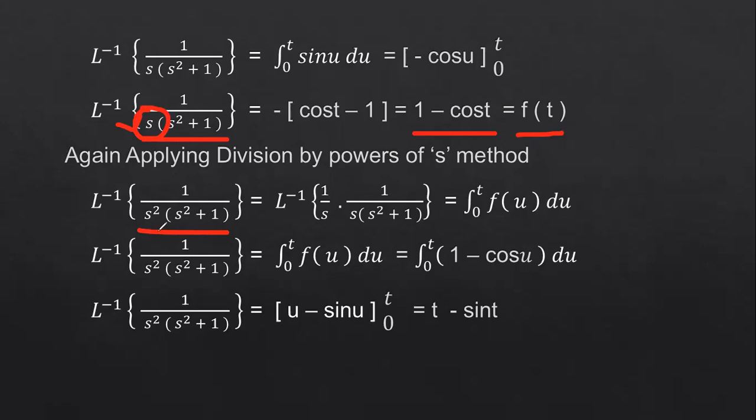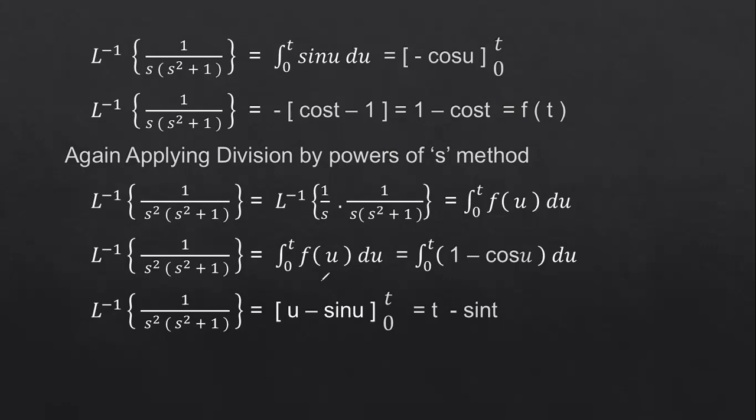If you go for s square, then again we have to do the integration with respect to this f of t function. So Laplace inverse of 1 by s into 1 by s into s square plus 1, this function we converted from f of s into f of t. Finally we got this 1 minus cos t. Apply integration one more time, that is integration 0 to t f of u du. What is f of u here? f of u is nothing but 1 minus cos u.